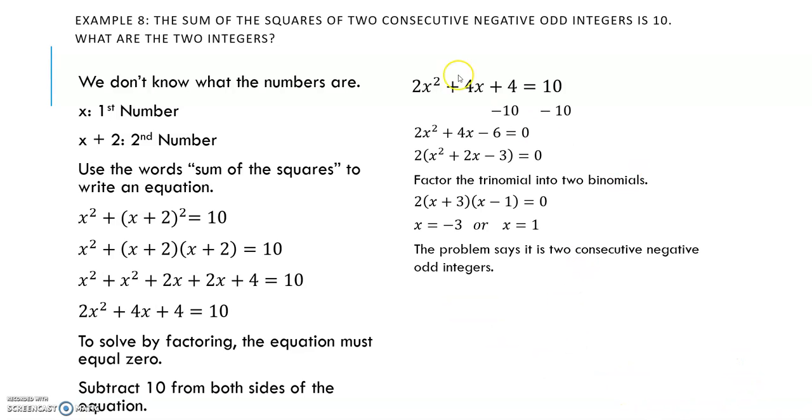The problem says it is two consecutive negative odd integers, so we're going to start with our negative 3. Our first number is negative 3. To get our second number, we have to add 2. Negative 3 plus 2 is negative 1. We can go back and check that it works. Negative 1 squared is 1. Negative 3 squared is 9. 9 plus 1 is 10.